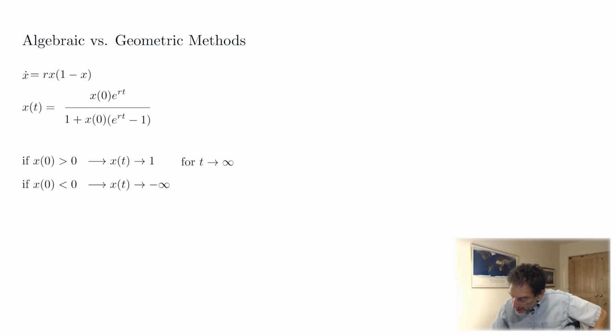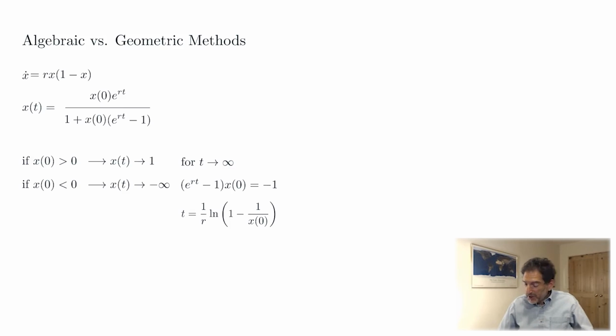So when (e to the rt minus 1) times x of 0 is equal to minus 1. Or the blow-up time t is equal to 1 over r times the logarithm of 1 minus 1 over x of 0. It's not evident from the solution itself, but there are two different types of long-time solutions, one which is perfectly rational and you approach 1, and the other one with an exponential blow-up. But let's now contrast this algebraic solution, which contains this gotcha, with the geometric approach.